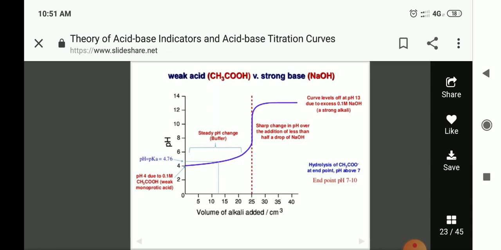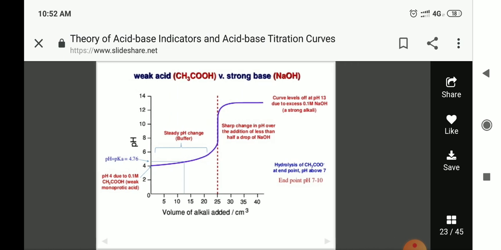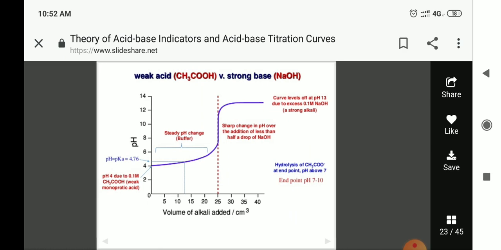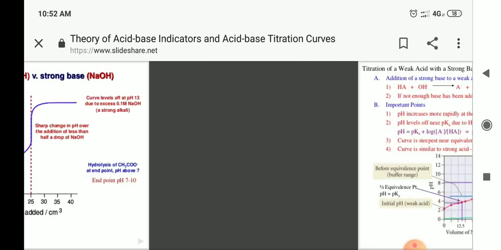In the graph, the steady pH range is the buffer. Next is the sharp change in pH over the addition of less than half a drop of NaOH. The curve levels off at pH 13 due to the excess of 0.1 molar NaOH, a strong alkali. And last one is the hydrolysis of sodium acetate at the end point, where pH is above 7, and the end point pH is in the 7 to 14 range.